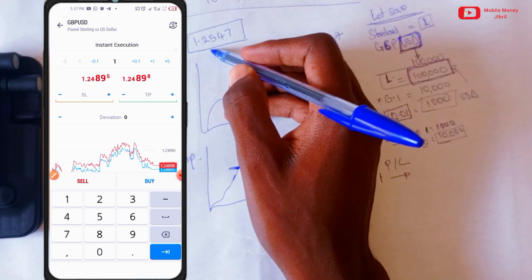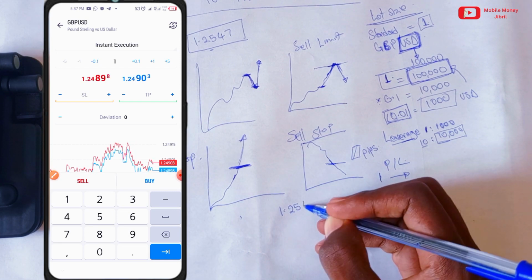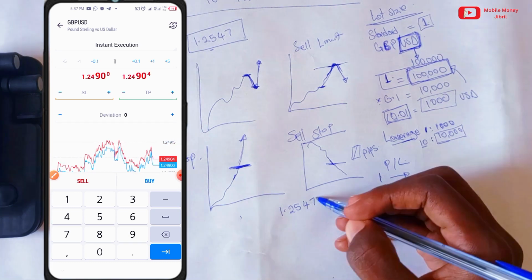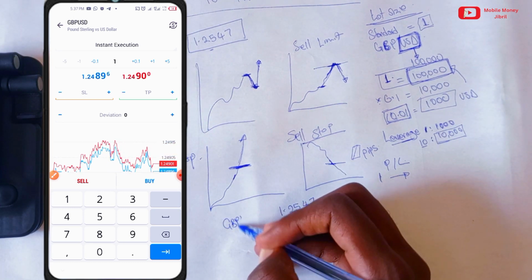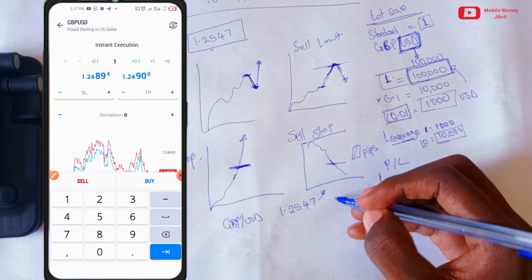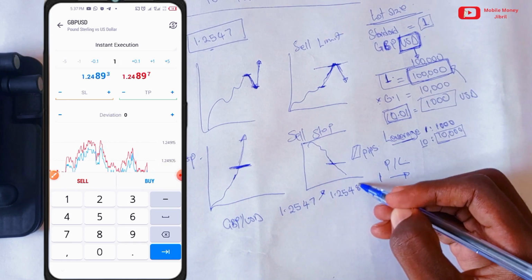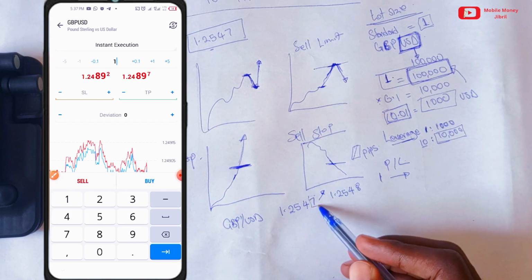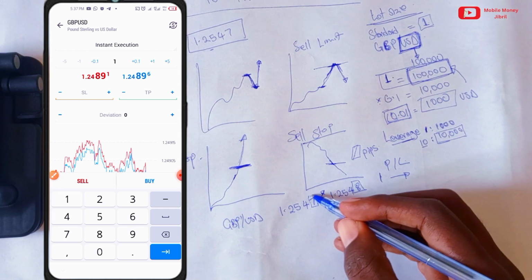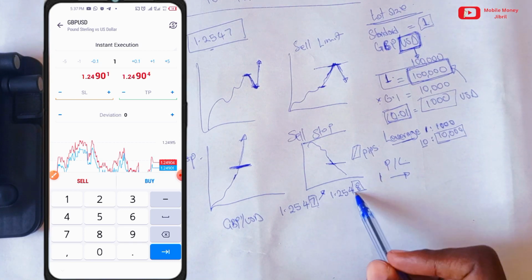For example, if the price of GBP USD is 1.2547, and the price goes up by 1 step, it becomes 1.2548. You can see it is only this last number that changed from 7 to 8, so we call that 1 step. That change from 7 to 8 is 1 step, and that 1 step is called a pip.